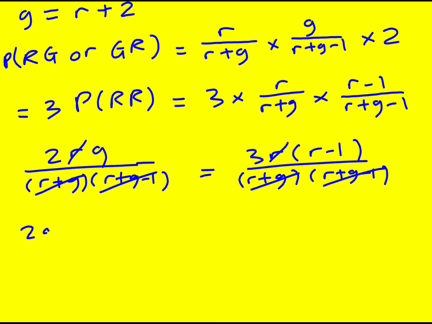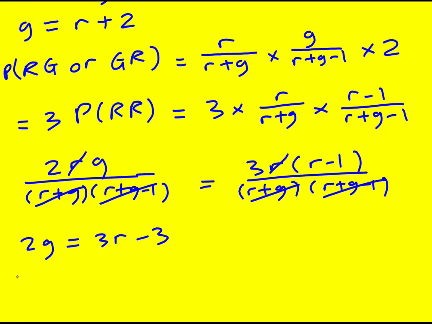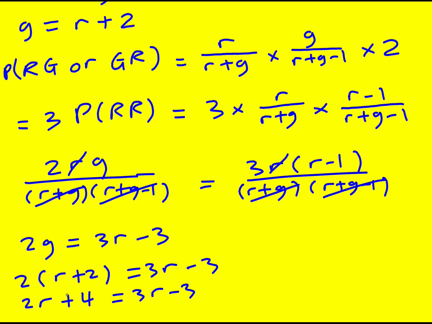So 2G equals 3R minus 3. Now don't forget, we also have that G is equal to R plus 2 from before. So 2 times R plus 2 is equal to 3R minus 3. Now I can solve this to get R. 2R plus 4 equals 3R minus 3. That means that R is going to equal 7. And G is going to equal 9.